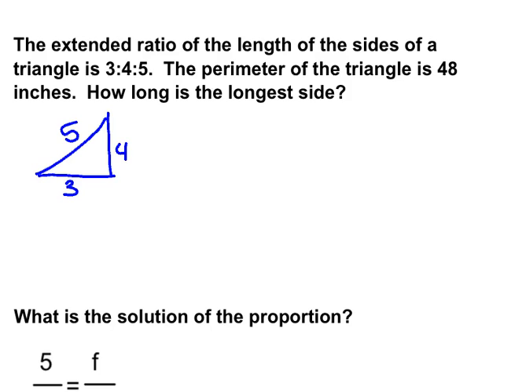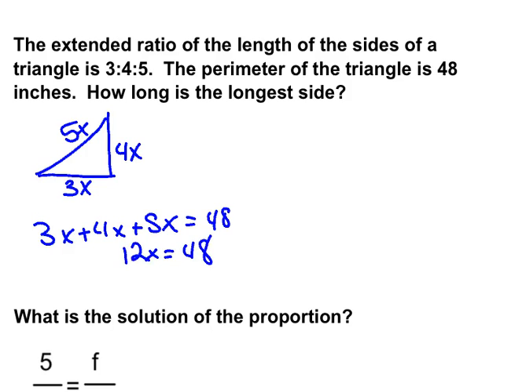And so just like the last problem, we're taking each one of these factors and multiplying it by the same thing. Remember, the perimeter is the total distance around. So 3x plus 4x plus 5x is 48. Combine our like terms, 3x plus 4x plus 5x gives us 12x equals 48. Now divide both sides by 12, and we get x equals 4. Now, that is not the length of the longest side, that is the amount that we're multiplying each one of these pieces of our ratio by.